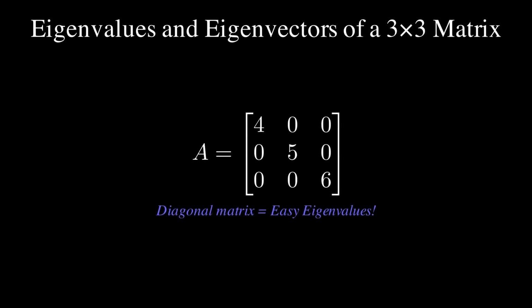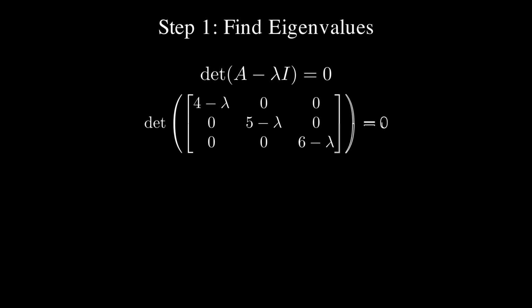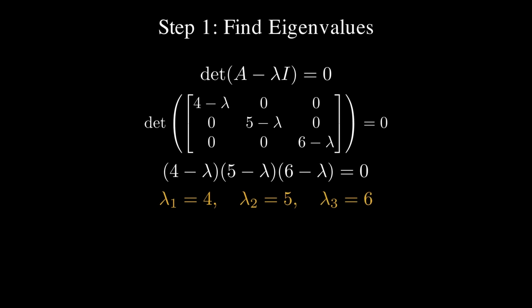This is a diagonal matrix. So the eigenvalues are simply the diagonal elements. Start with the characteristic equation. Substitute the matrix A. Since this is diagonal, we multiply the diagonal terms. This gives us eigenvalues. Lambda 1 is 4, lambda 2 is 5, and lambda 3 is 6.